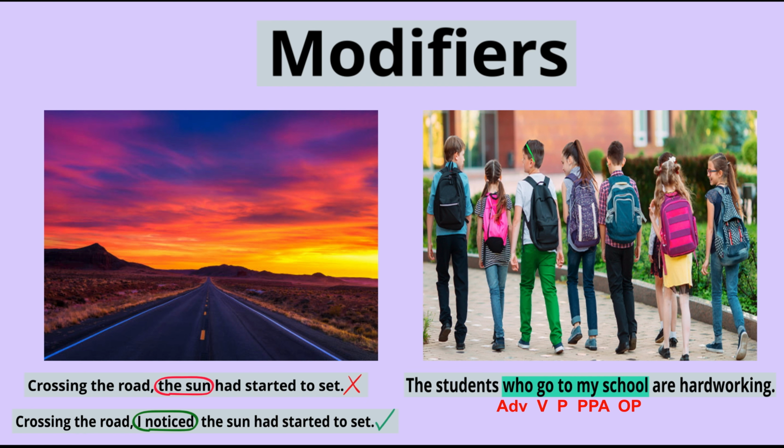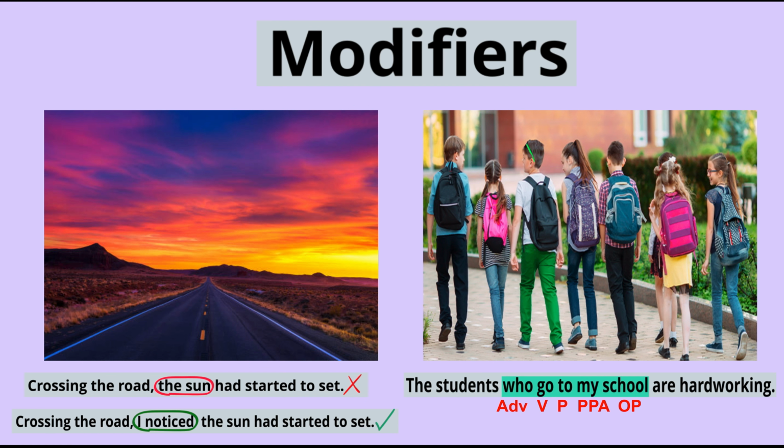Today we are going to learn about modifiers. In the first image, you can see the road and a beautiful sunset. Crossing the road, the sun had started to set. Did the sun cross the road? What do you think? That is not possible, right? So how do I change this sentence? Crossing the road, I noticed the sun had started to set, which makes sense, right? Here, crossing the road is the modifier, and we'll see what a modifier is in the next slide.